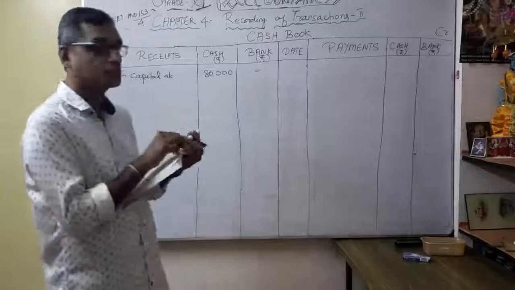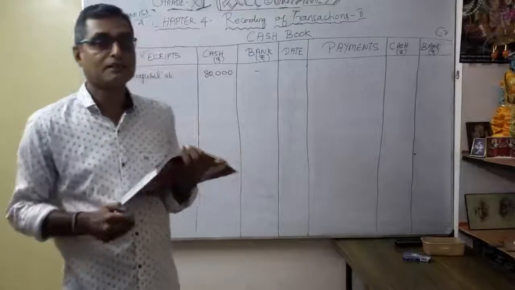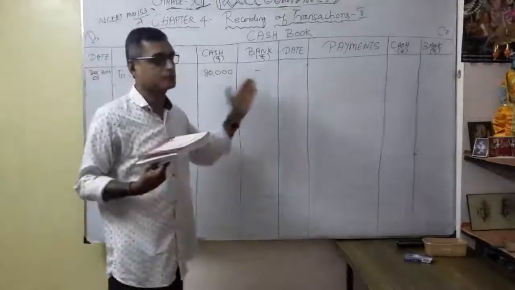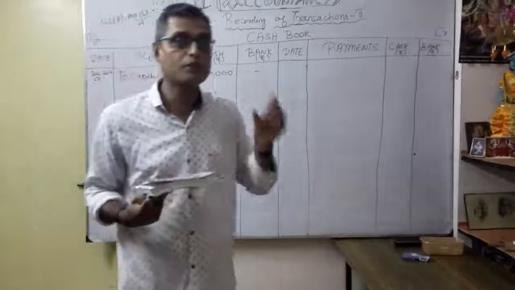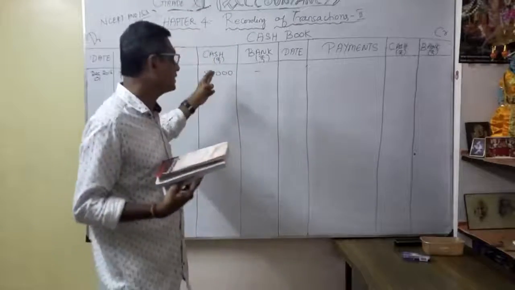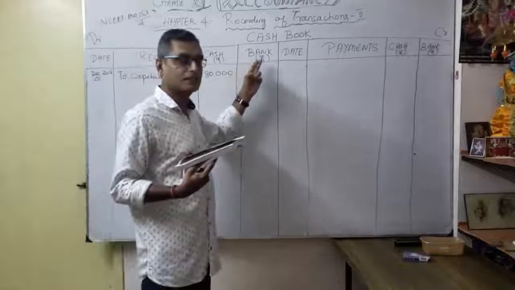Now you understood how to record the transaction whenever it is a double column cash book. You should be very careful about which column we are going to write in. So always cash dealings go in the cash column, and bank dealings in the bank column.